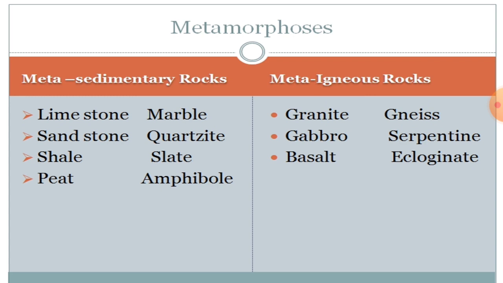When the igneous rocks are subjected to the metamorphosis, they are changed into, like, granite is changed into gneiss, gabbro is changed into serpentine, and the basalt is changed into eclogite.